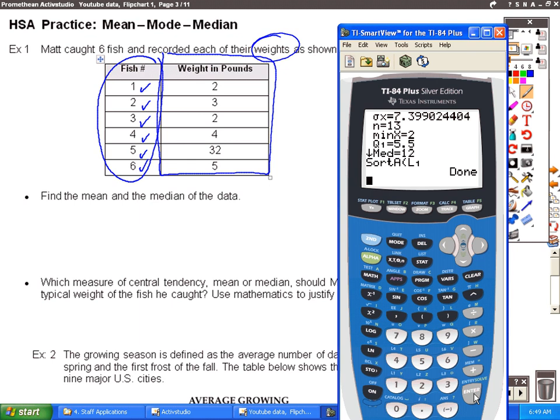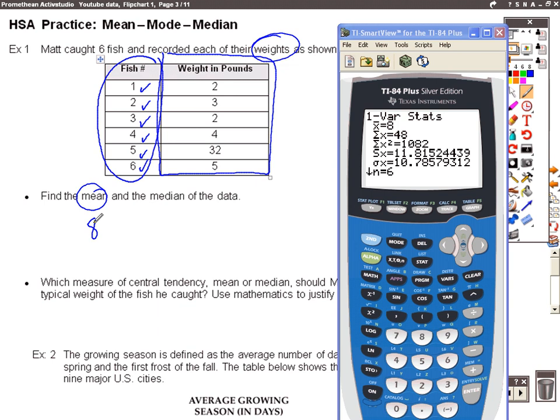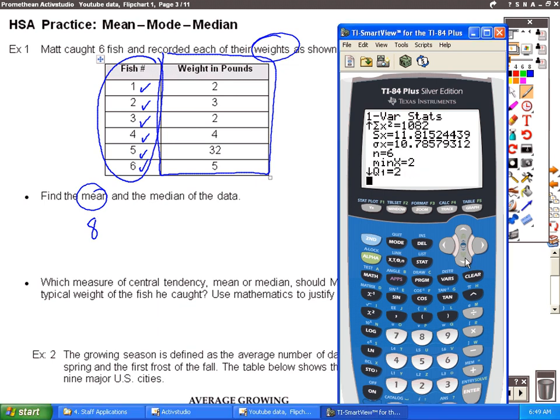Now we want to actually get the mean and the median. So we're going to calc one variable statistics because I only have one set of data. The data is in list number 1. Press enter, and there's my information. So the mean of the data is 8. Remember, that's x bar. The median is 3.5.